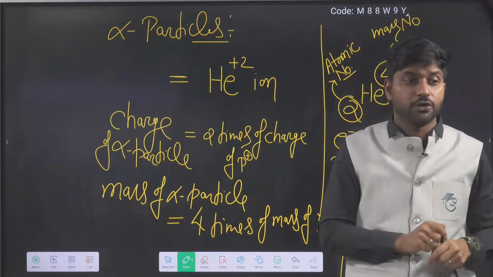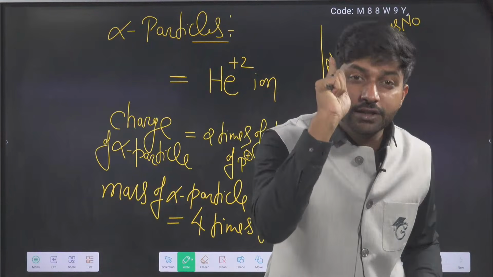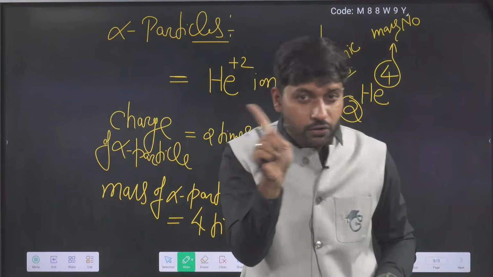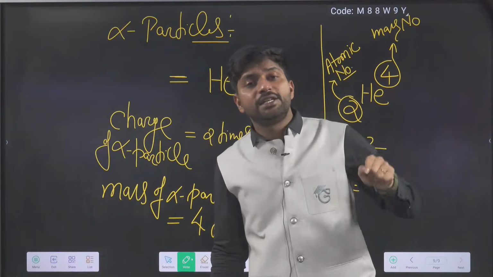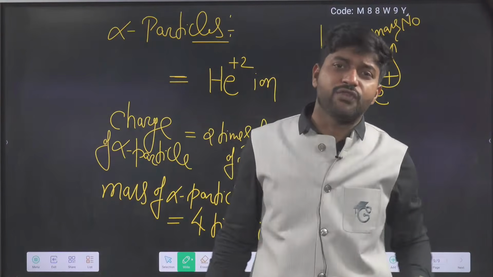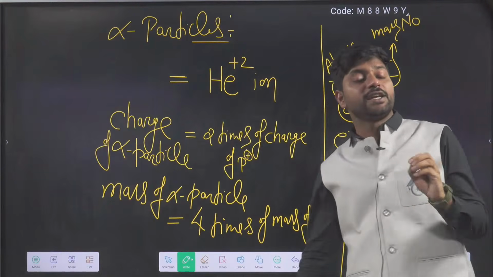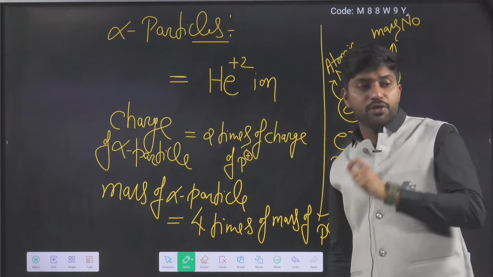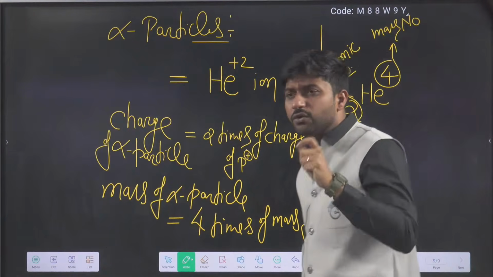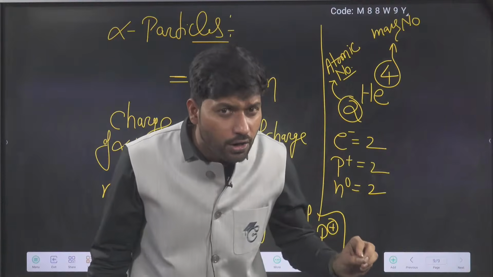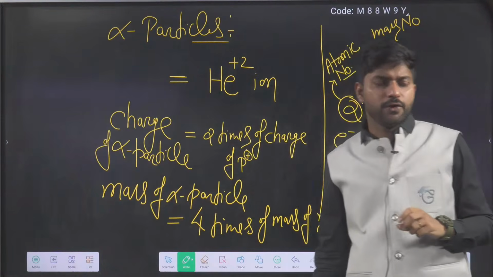E by M ratio, very good. The E by M ratio of cathode ray is constant, but of anode ray it is not constant. It is variable. It depends on the gas you have filled inside the tube. So it changes. Means can I say the E by M ratio of anode ray, E by M ratio means what? Specific charge. The specific charge of anode ray depends on the nature of the gas. Very good.